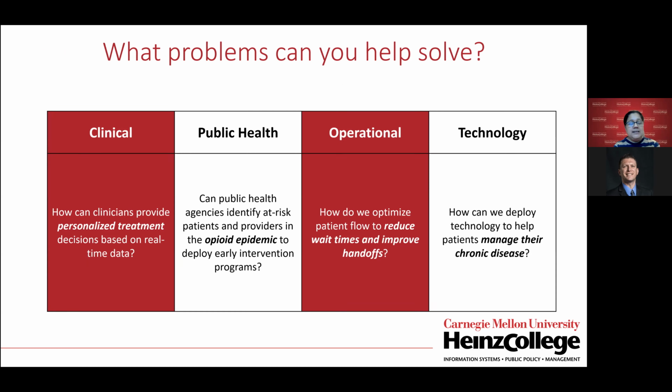a problem in the clinical setting, another in public health. It could be the pandemic, and the opioid epidemic has also been a huge concern in the public health sector over the past several years. An example of an operational problem that we can address using analytics and informatics, and then purely using technology, making use of technology artifacts that exist out there to help individuals in managing their chronic disease. So let me take each one of these, and again, I encourage you to post your questions in the chat box, and we can have a discussion.